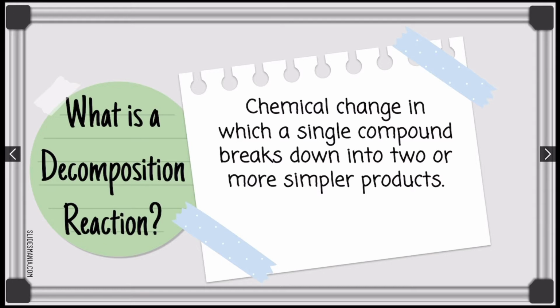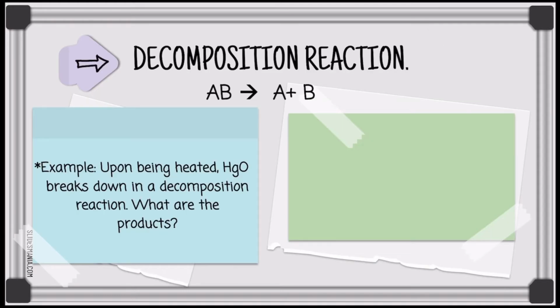What is a decomposition reaction? It's a chemical change in which a single compound breaks down into two or more simpler products. The key to recognizing a decomposition reaction is to note that there's only one reactant in the equation. Let's use mercury(II) oxide as an example of a decomposition reaction. When it is heated, it will break down into mercury and oxygen.